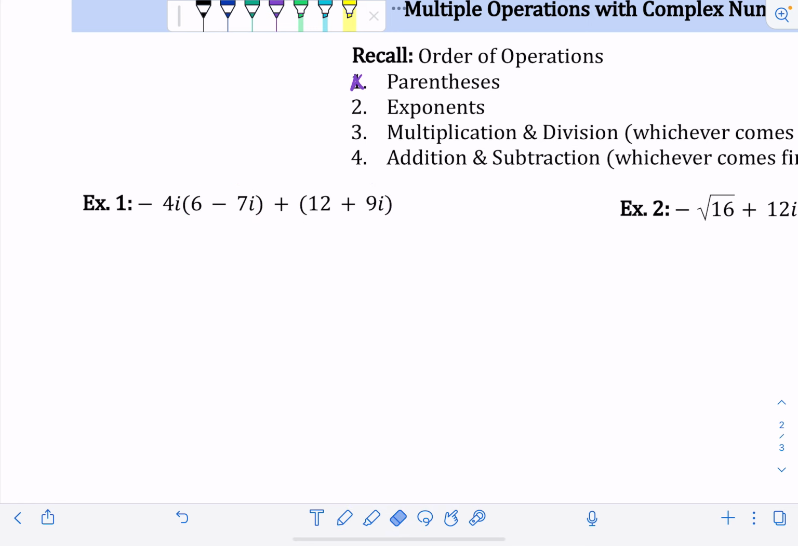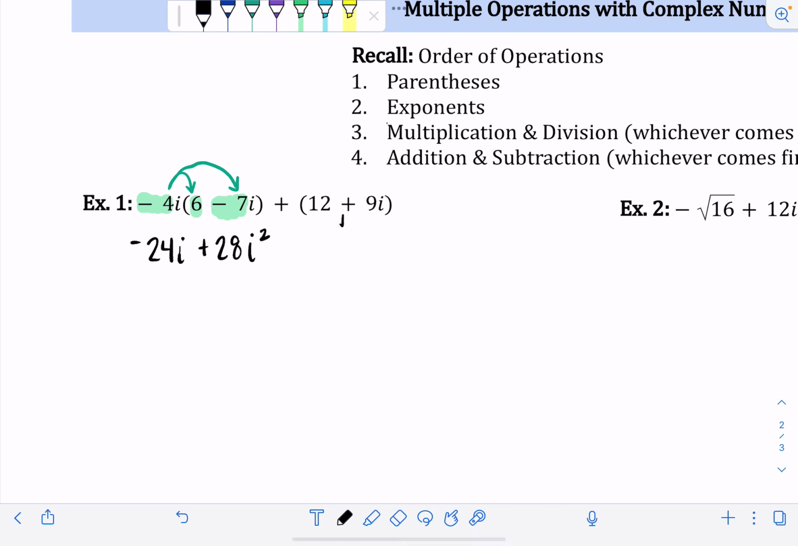There are no exponents right now, so we can't do anything there. So we have to jump down to multiplication, which we can do because this number is being multiplied by that parentheses. So I'm going to go ahead and distribute. So negative 4i times 6, I'm going to multiply the negative 4 times 6 to get negative 24, and then the i just tags along. And then negative 4i times negative 7i, I would have to multiply the negative 4 times the negative 7, which is positive 28. And then the i times i becomes i squared.